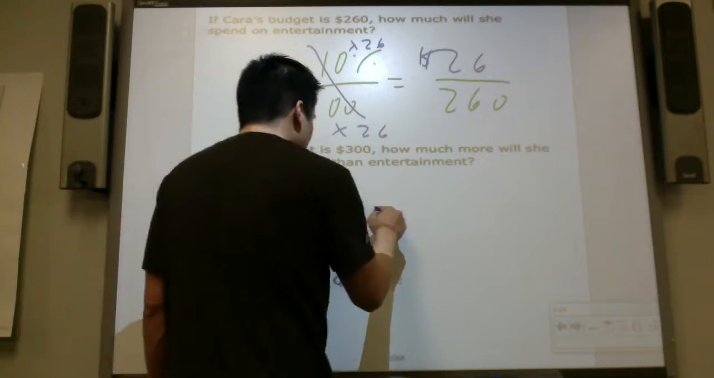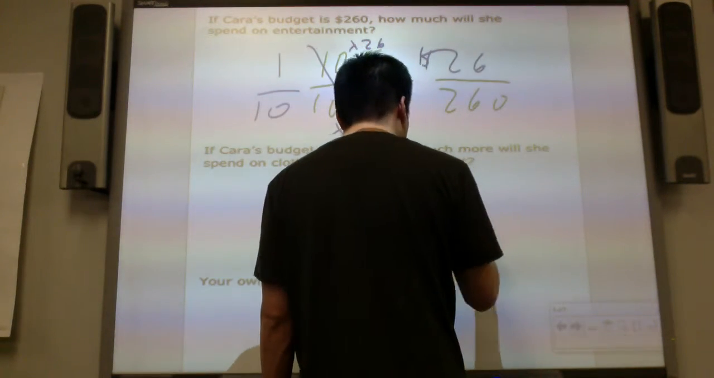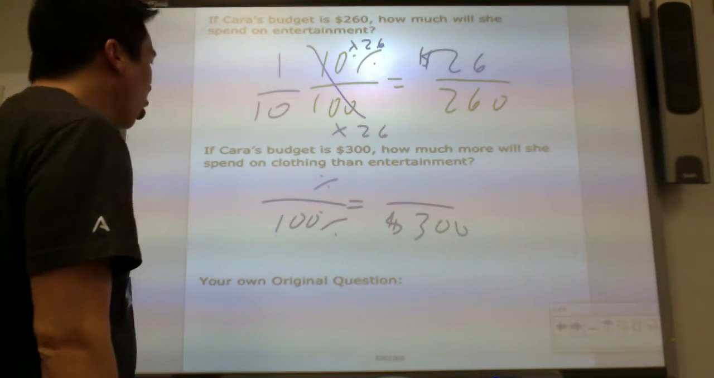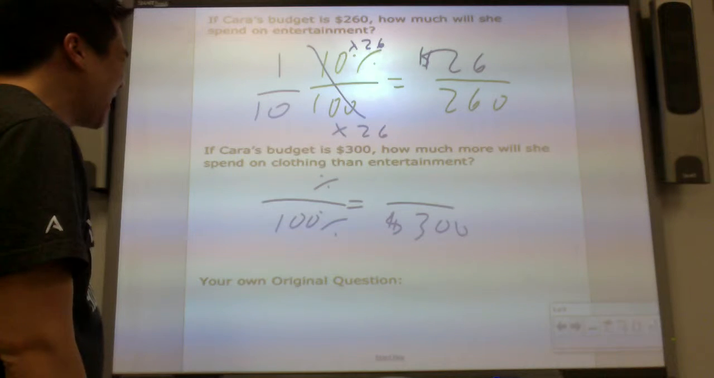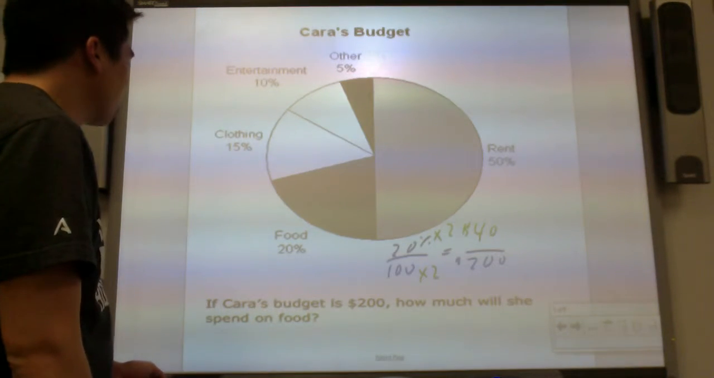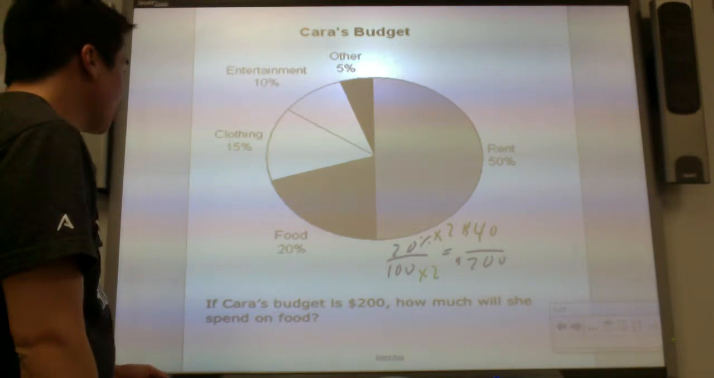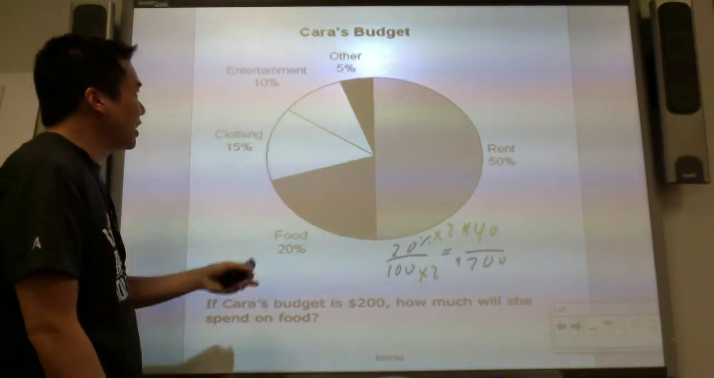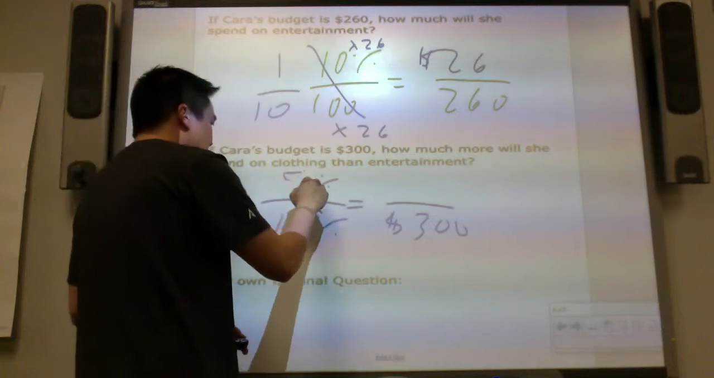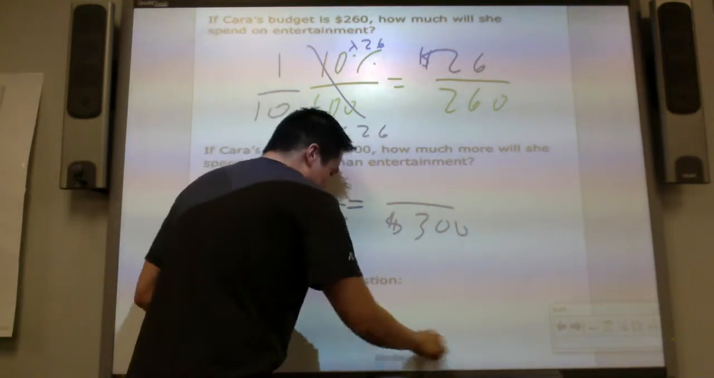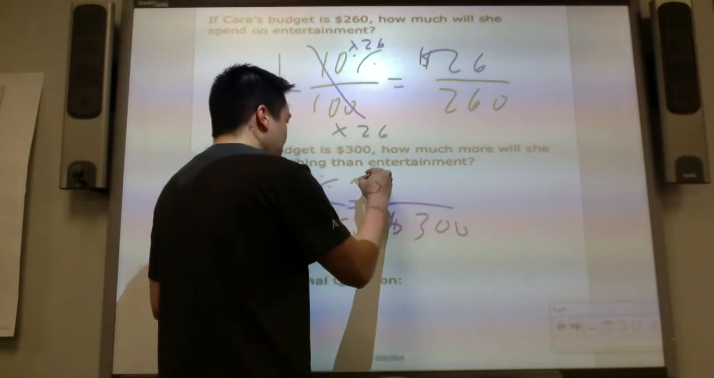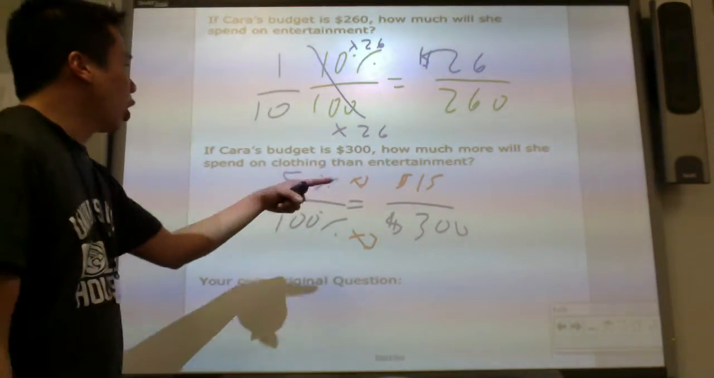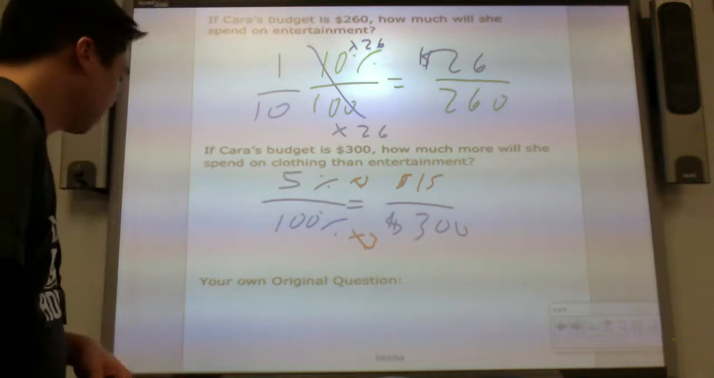If Kara's budget is $300, how much more would she spend on clothing than entertainment? Clothing is 15%, entertainment is 10%. She spends 5% more on clothing than entertainment. So can you build this up? Yes, I can. I build it up by 3. By 3, $15 is how much more she spent on clothing than entertainment.